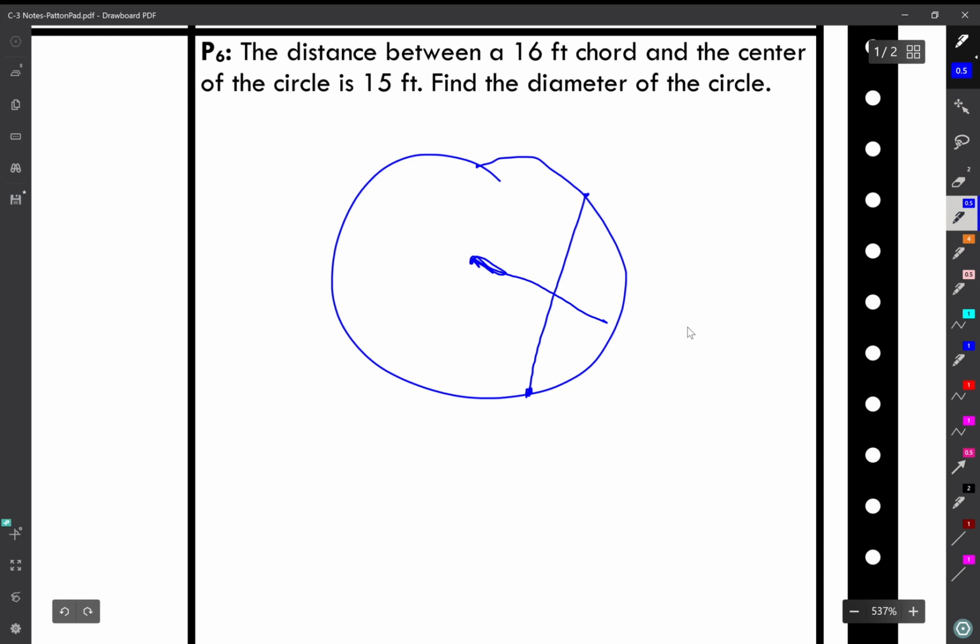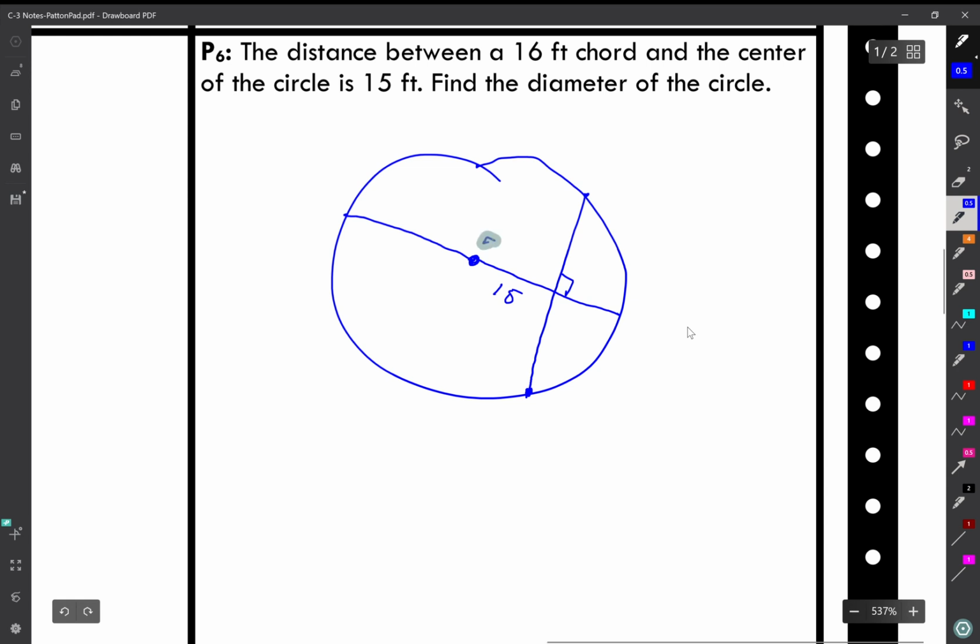Oh God, that's terrible. Let's try that again. Okay, pretend that's a radius, good enough. And then we'll go all the way across to get a diameter, okay? Boom.